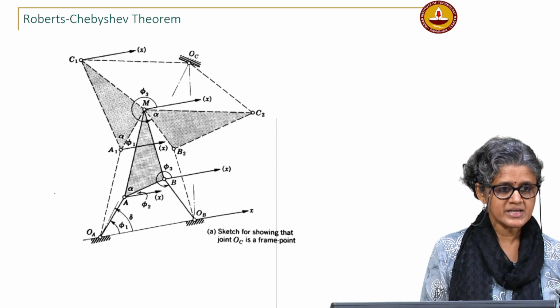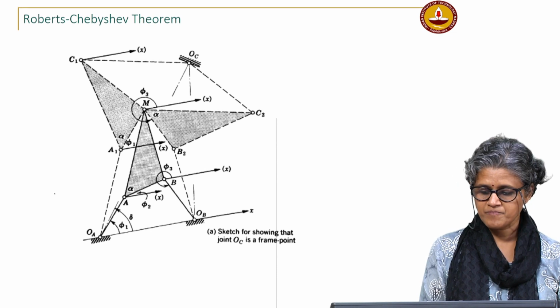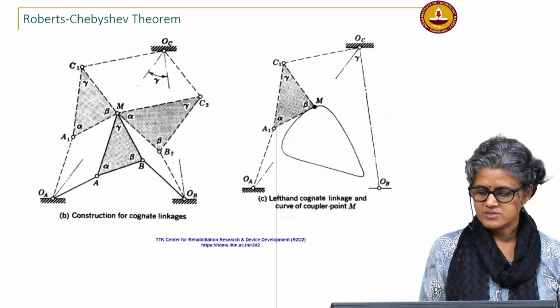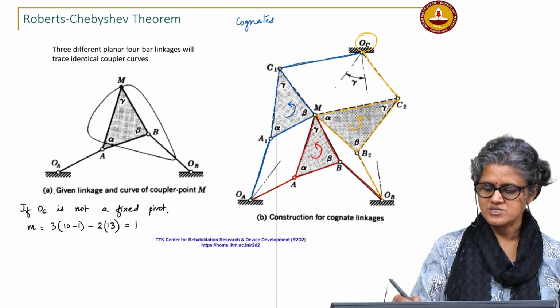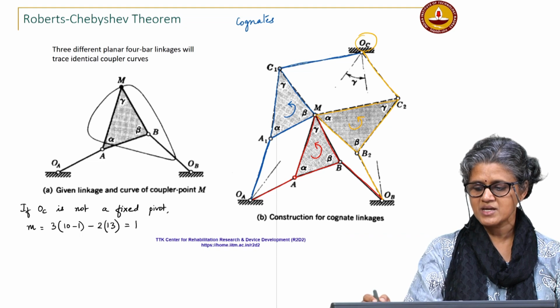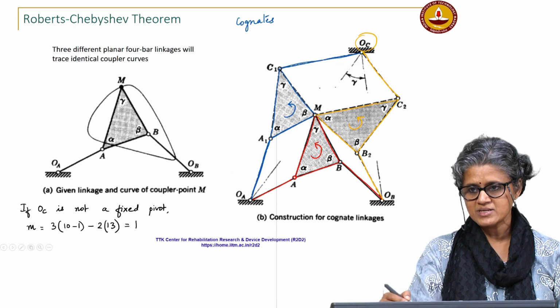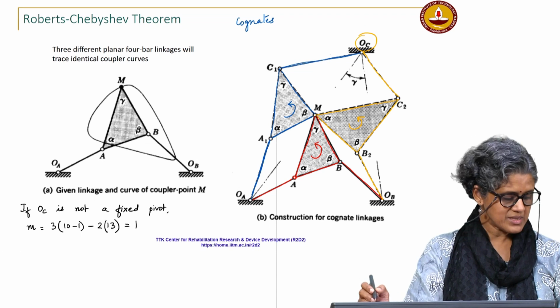Is the construction clear? Construction of the cognates. Given a 4 bar, this is the construction of the cognates. This is the important part, constructing this triangle such that it is similar with the angles in the same order. Even if I switch the angle, the angles have to be in the same order.